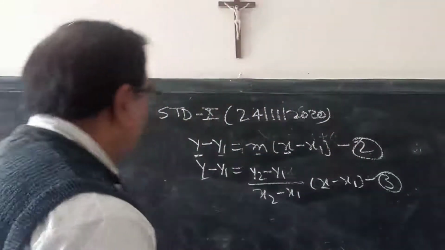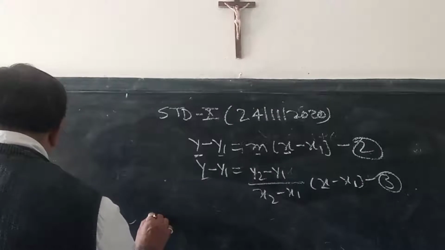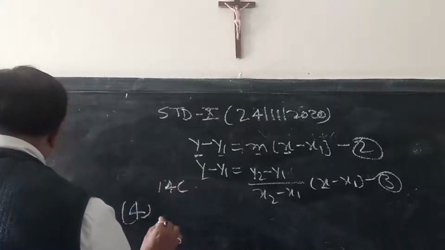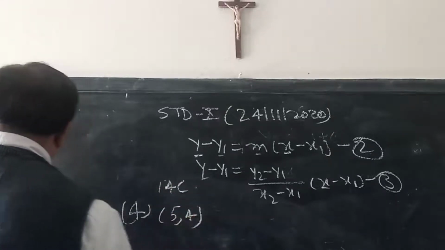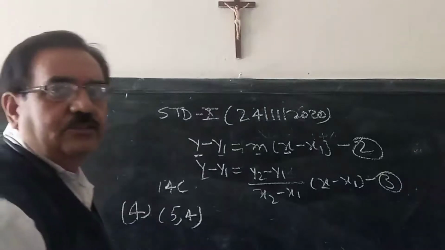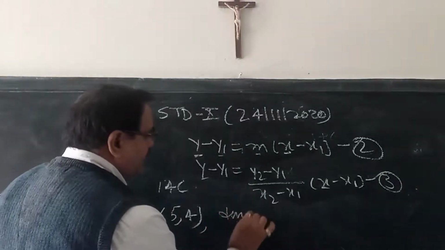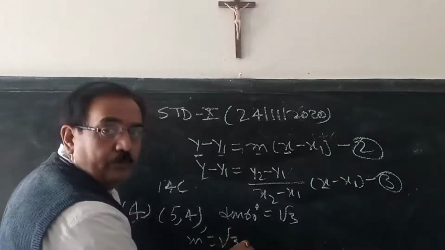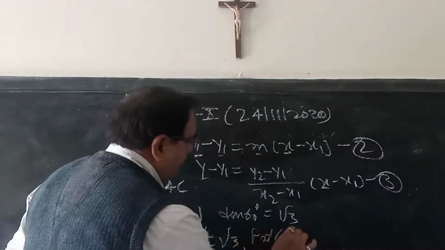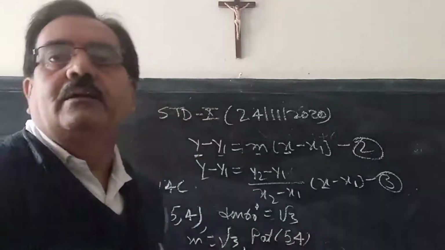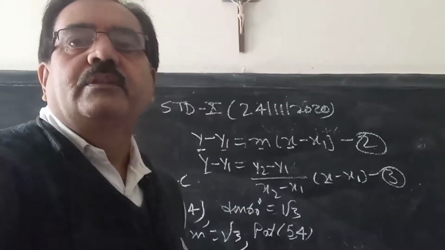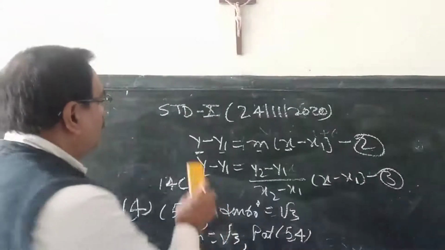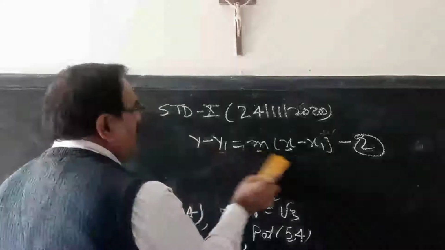Example: question number 4, exercise 14C. One point is given, 5, 4, and the line makes an angle of 60 degrees. Slope is given: 60 degrees means tan 60, which is root 3. So the slope is root 3 and one point is 5, 4. We have to find the equation of the line. Which form will we use? The second one, since slope and a point are given.